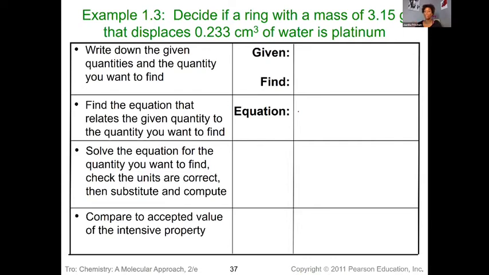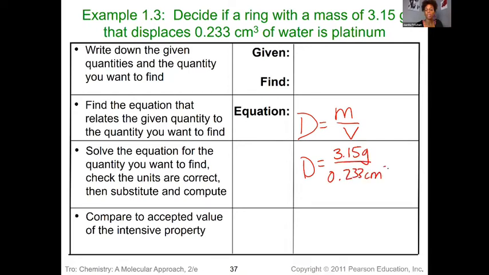And so although it's not explicitly saying it, what this problem is saying is that we need to calculate the density. And so we remember that density is equal to the mass divided by the volume. And we're going to plug in. Our density would be equal to the mass, which is 3.15 grams, divided by the volume of 0.233 centimeters cubed.